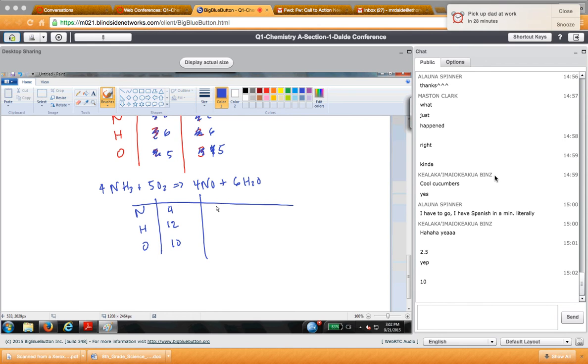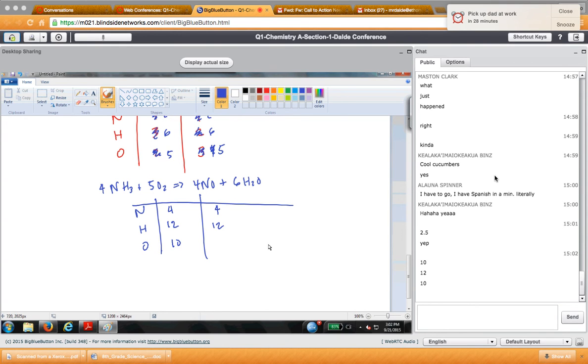On the right-hand side, how many nitrogens? 4. How many hydrogens? 12. How many oxygens do you see? 10. Yeah. There's 6 here, and there's 4 from here. There we go. We balanced it out. Those are the numbers that go in front.